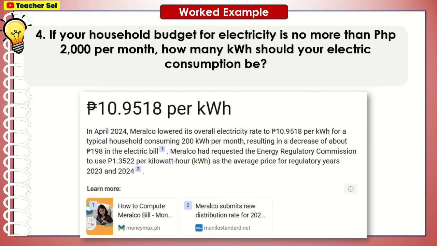If your household budget for electricity is no more than 2,000 per month, how many kilowatt hours should your electric consumption be? No more than 182.62.